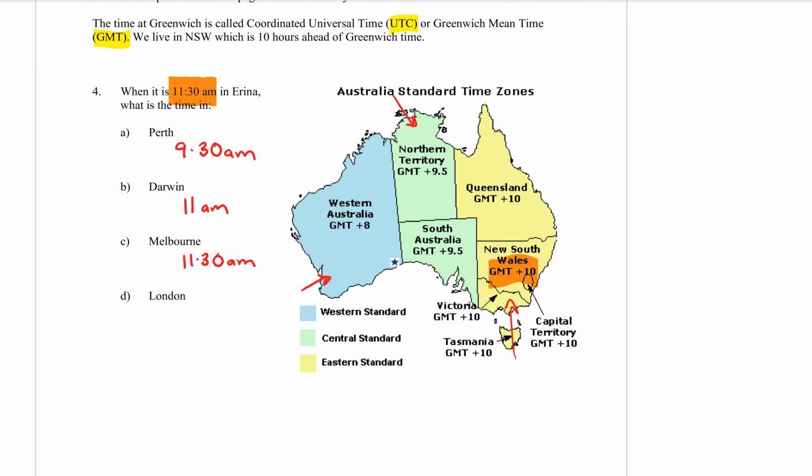And finally, if it is 11:30 a.m. in Erina, here in New South Wales, what is the time in London? So London, remember, is where the Greenwich Mean Time starts from. That's basically the 0. We are 10 hours ahead. That's what the plus 10 means from Greenwich Mean Time. So all we have to do is take off 10 hours from 11:30 a.m. to find the time in London. So if I subtract 10 from that 11, that makes 1:30 a.m. in London. That's it.